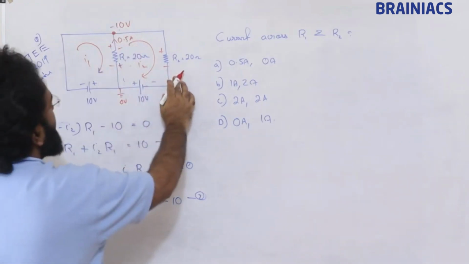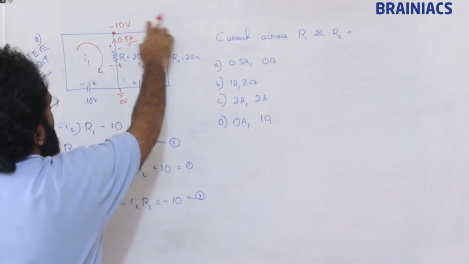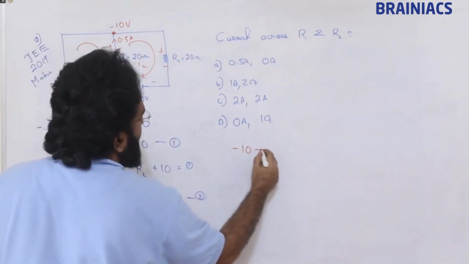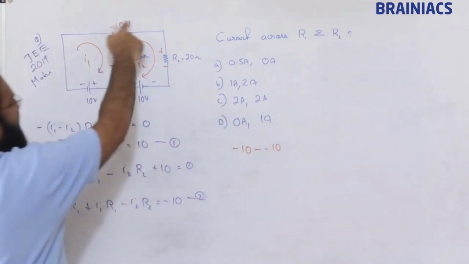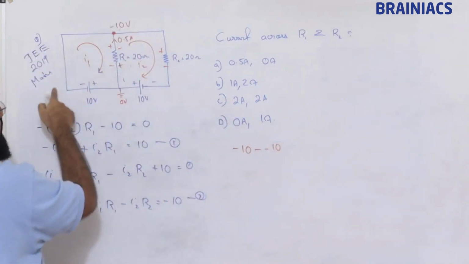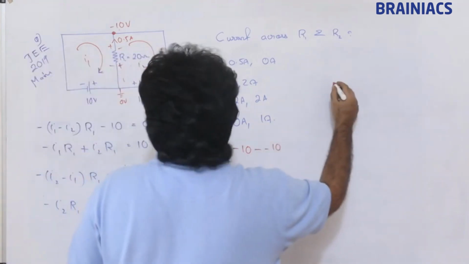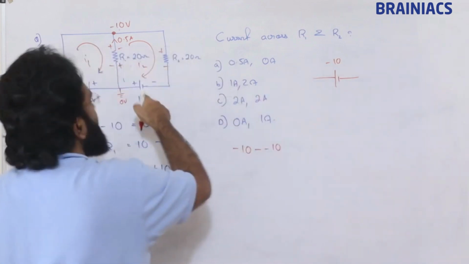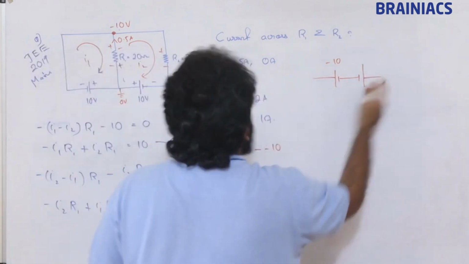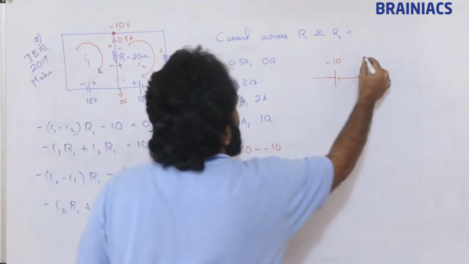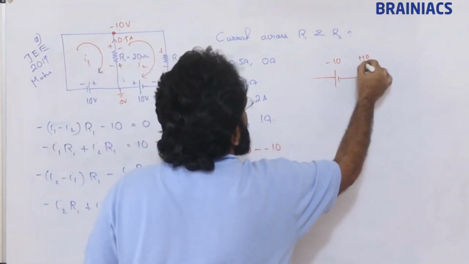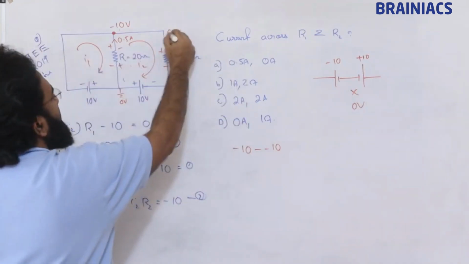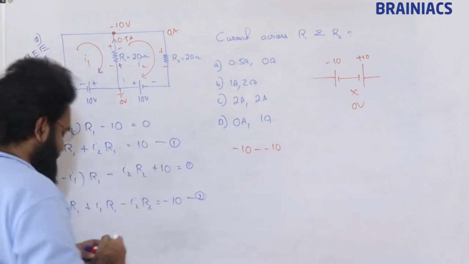What about this one? It is minus 10 of minus 10, because the polarity is this. Minus 10 polarity is this, and this one again has its own polarity. So this will cancel out, and 0 volt is the effect. So there is 0 current in this branch.